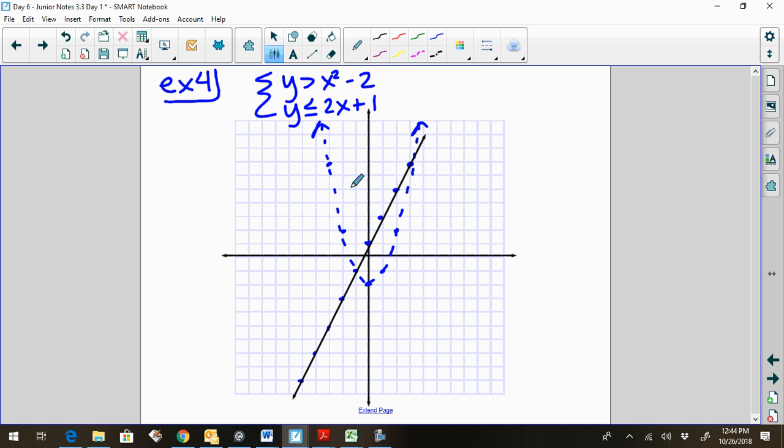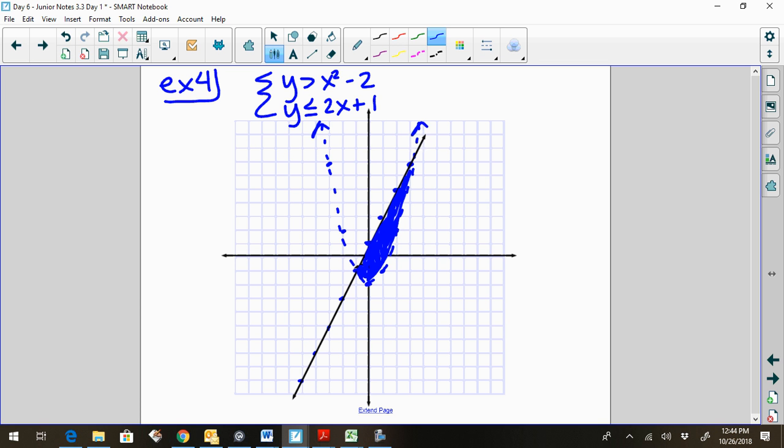But then we also have to keep in mind the other equation. So it says y is less than or equal to 2x plus 1. So let's try the point 0, 0. So is 0 less than or equal to 1? The answer is yes. So we're just below that. So it would be this region right here. Just this region we'd be looking at. And then we also have that dashed line, so remember that part.